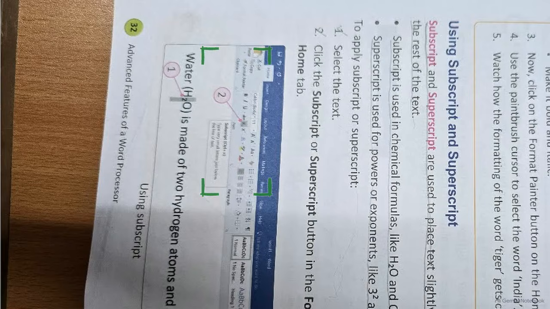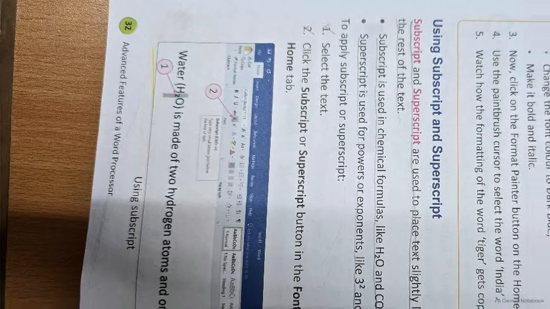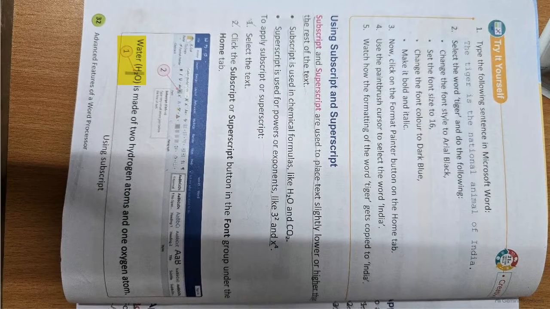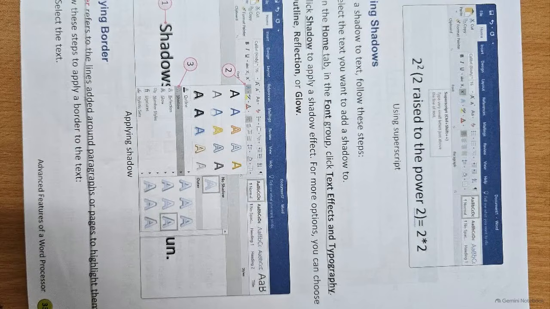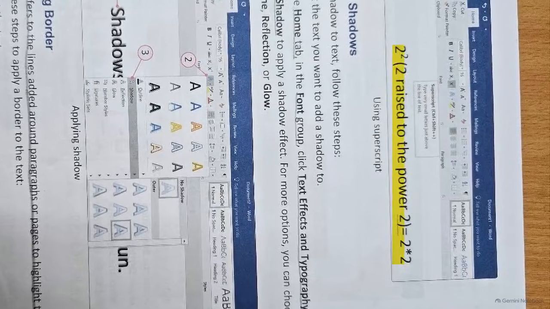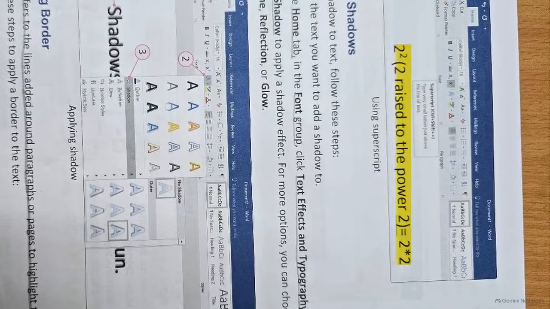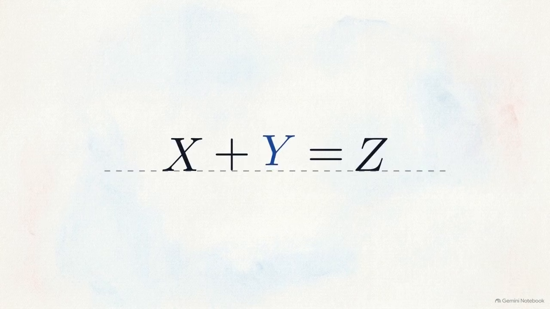Next, look at the Font group to distinguish between Subscript and Superscript. This example shows the chemical formula for water. The number 2 is placed slightly below the normal text line, which is exactly what the Subscript tool does. Contrast that with Superscript, shown here raising the number 2 to the power of 2. Superscript places text slightly above the normal line, which is what you use for powers or exponents in math.